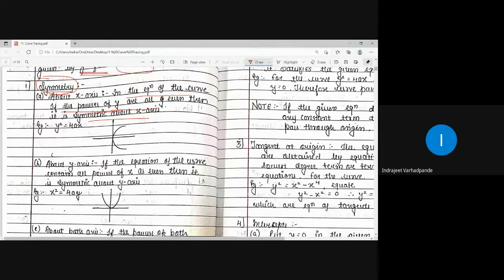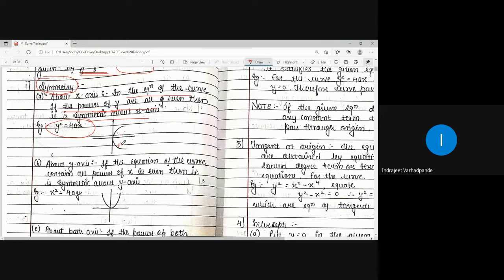जब even powers y के रहेंगे तो curve will be symmetric about x-axis. For example, y square is equal to 4ax, which is very familiar equation to us. The curve will look like this. आप अगर देखोगे, this is symmetrical about x-axis.